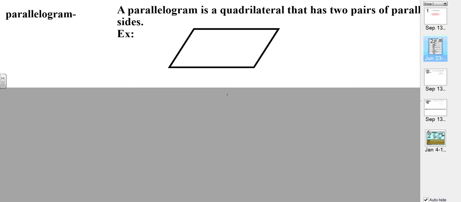So we're going to look at some different types of quadrilaterals that are special, and we're going to talk about their definitions. So you'll need to be sure to write these down in your notes because you will want to use them later.